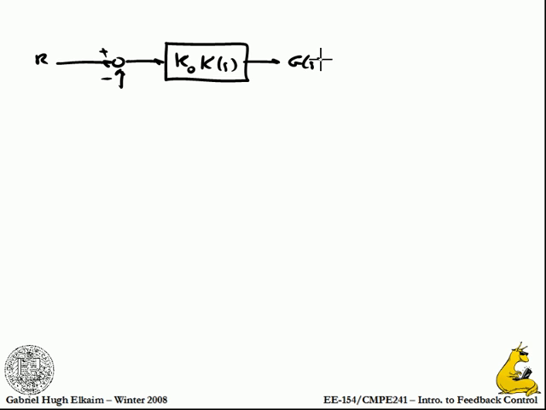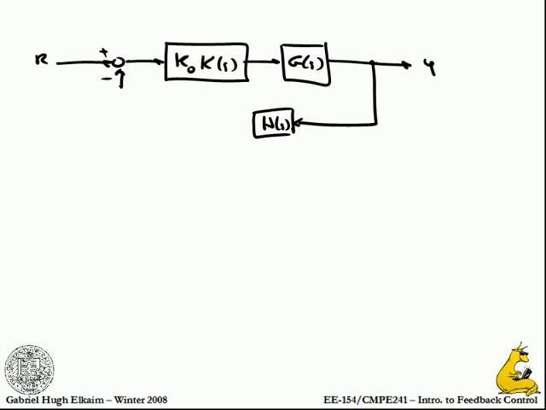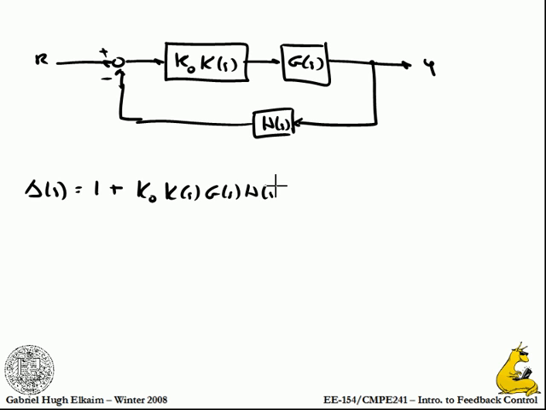I go into my plant, G of S. I have my output Y. I go through my sensor h of s, and I come back in. Okay. Now, the closed loop equation of this system is going to be 1 plus k naught k of s, g of s, h of s. All right. So if I put it into the k naught k of s, g of s, h of s equals to minus 1, all right.